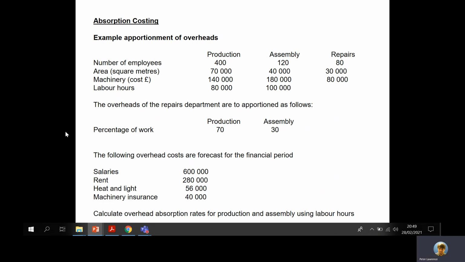We're then going to do this secondary apportionment where we take the service department's overheads and we're going to assign them to the production departments. And we're going to do that 70 to production and 30 to assembly. And we've got the following overheads for each department. So salaries are 600,000, rent is 280, heat and light 56, machinery 40. So what we're going to do is split these 4 overheads between these 3 departments. And we're going to use this information at the top of the slide to decide how we're going to do it.